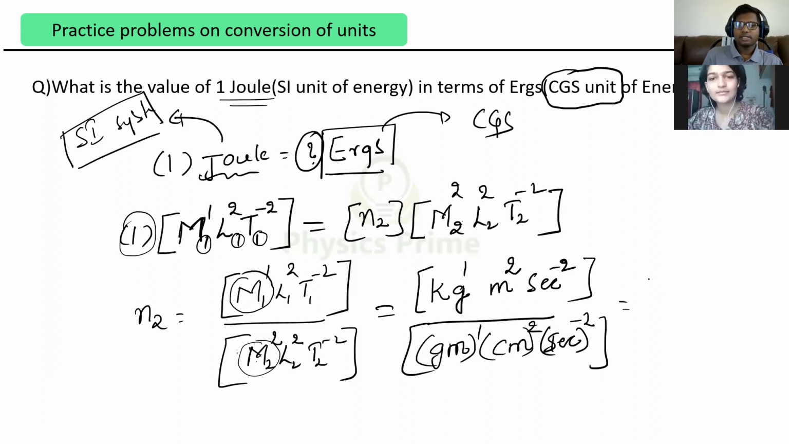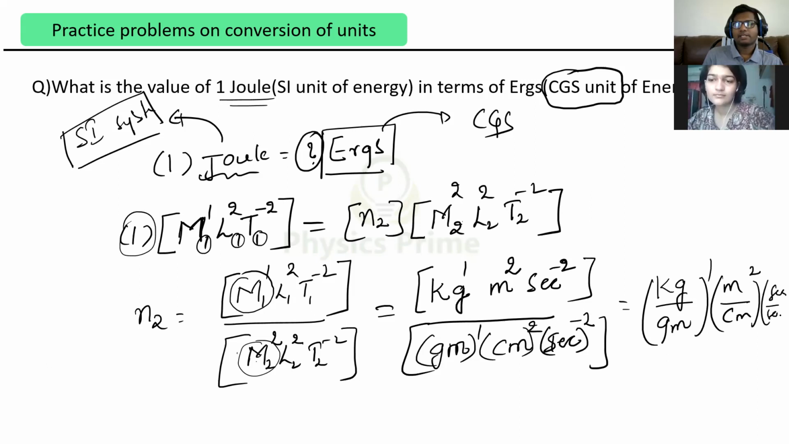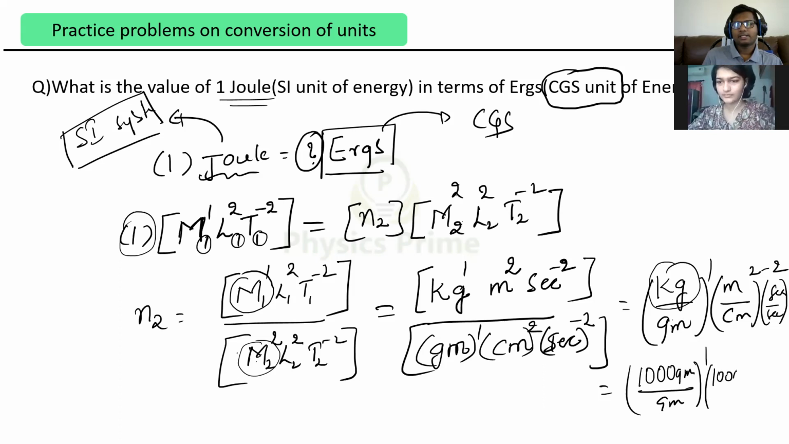Now you see, I can write this as kg by gram power 1, meter by centimeter power 2, second by second power minus 2, right? Carefully observe. Then kg can be converted into gram also. Kg is how much? 1000 grams, by grams whole power 1. Meter means 100 centimeters, by centimeters power 2.